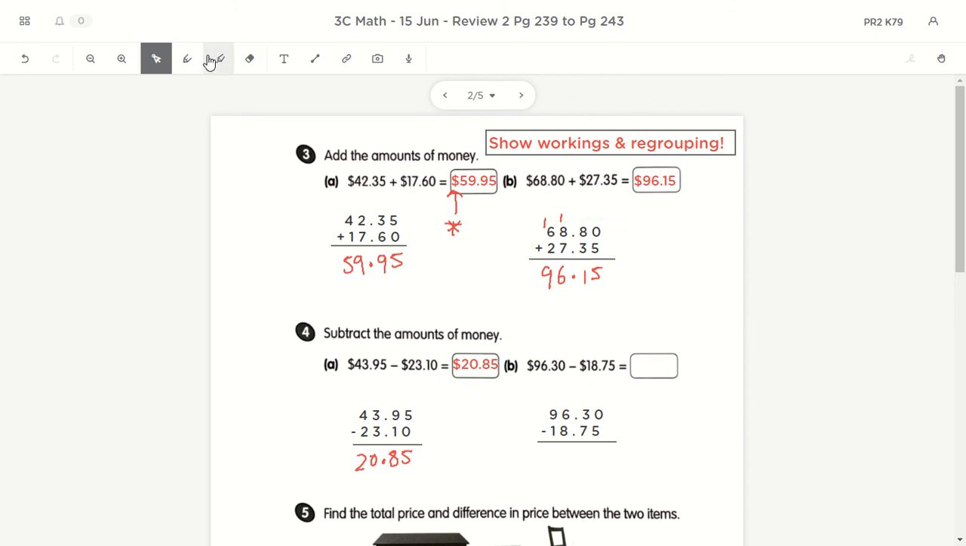Okay, the next one. This one has a bit of regrouping. So 0 cannot minus 5. Regroup from 3 becomes 2. This becomes 10. So 10 minus 5 is 5.